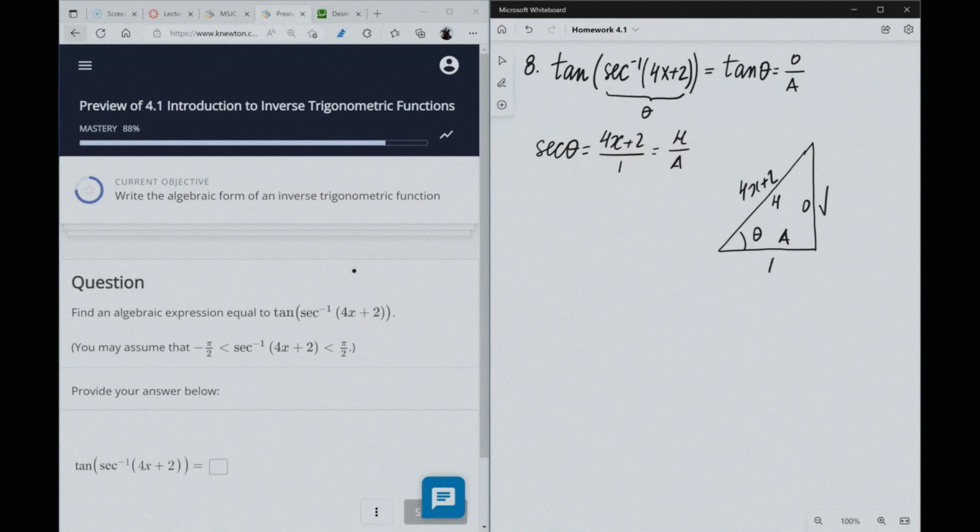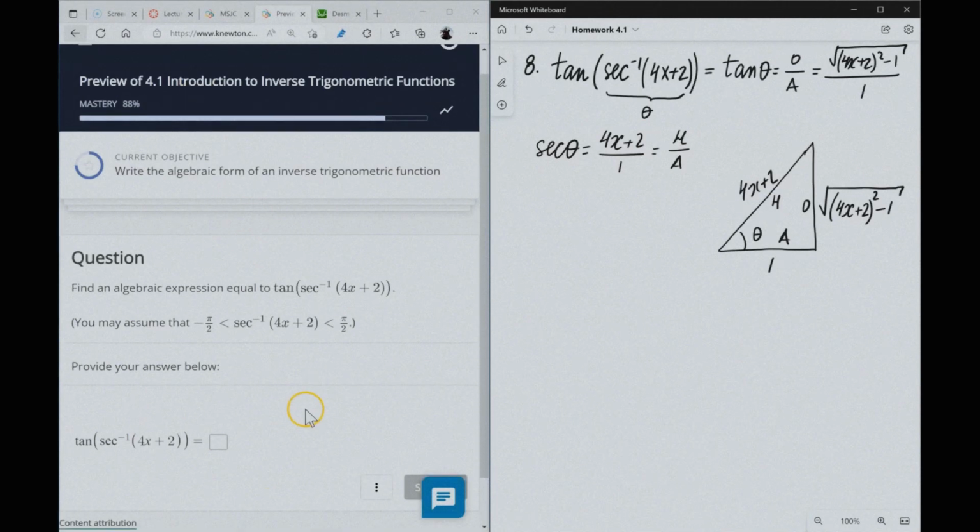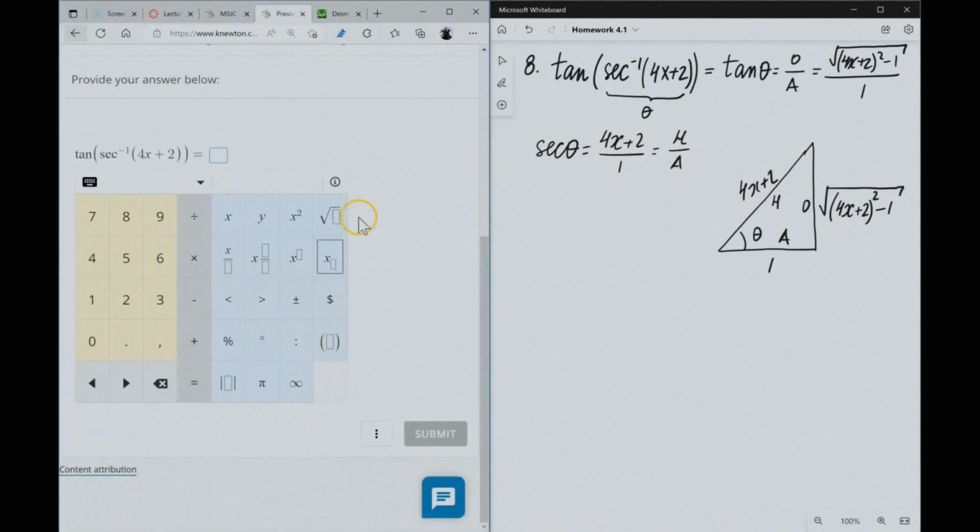Then by Pythagorean theorem, I'm going to use the Pythagorean theorem to find the opposite side. And now I'm going to write the answer. So it's going to be square root of 4x plus 2 squared minus 1 divided by 1. So it's just going to be the square root of 4x plus 2 squared minus 1.